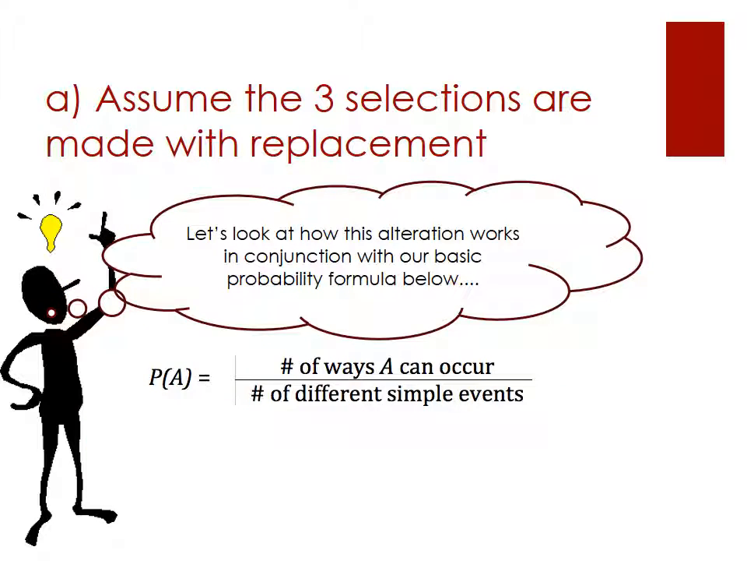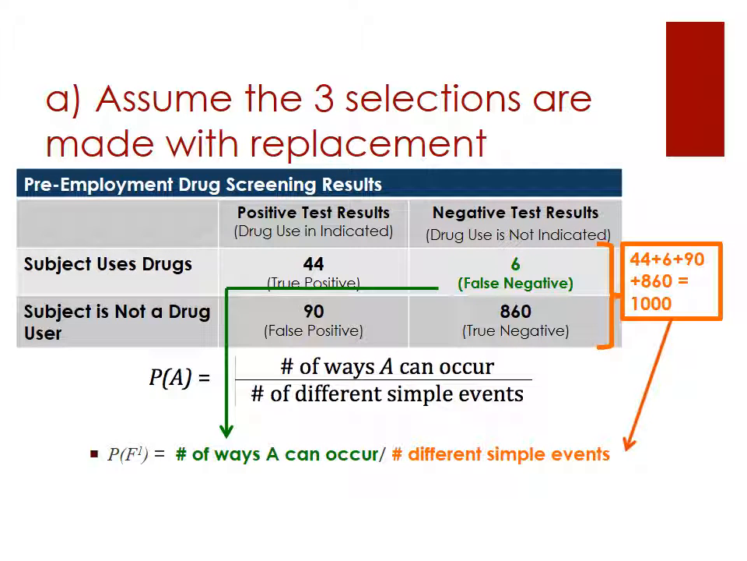All right, so let's look at how this alteration works in conjunction with our basic probability formula that we've been working with already. So here we have our data, and we have our formula of P of A equals the number of ways A can occur divided by the number of different simple events.